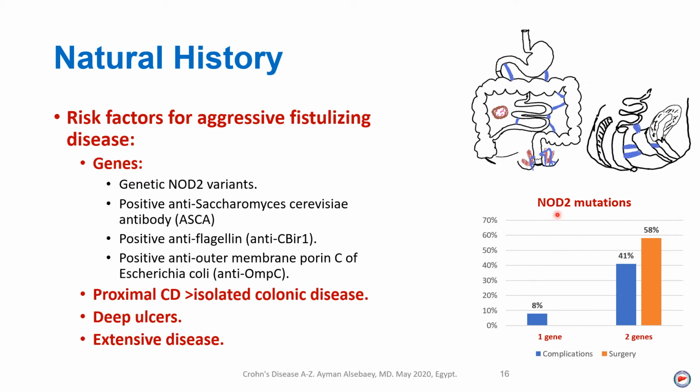If we look at the NOD2 mutation, because it is commonly associated with fistulae formation, you will find that one gene mutation is associated with an 8% increase in the risk of complication. If we have two gene mutations, you will find a 41% increased risk of complication and a 58% increased risk of surgery.